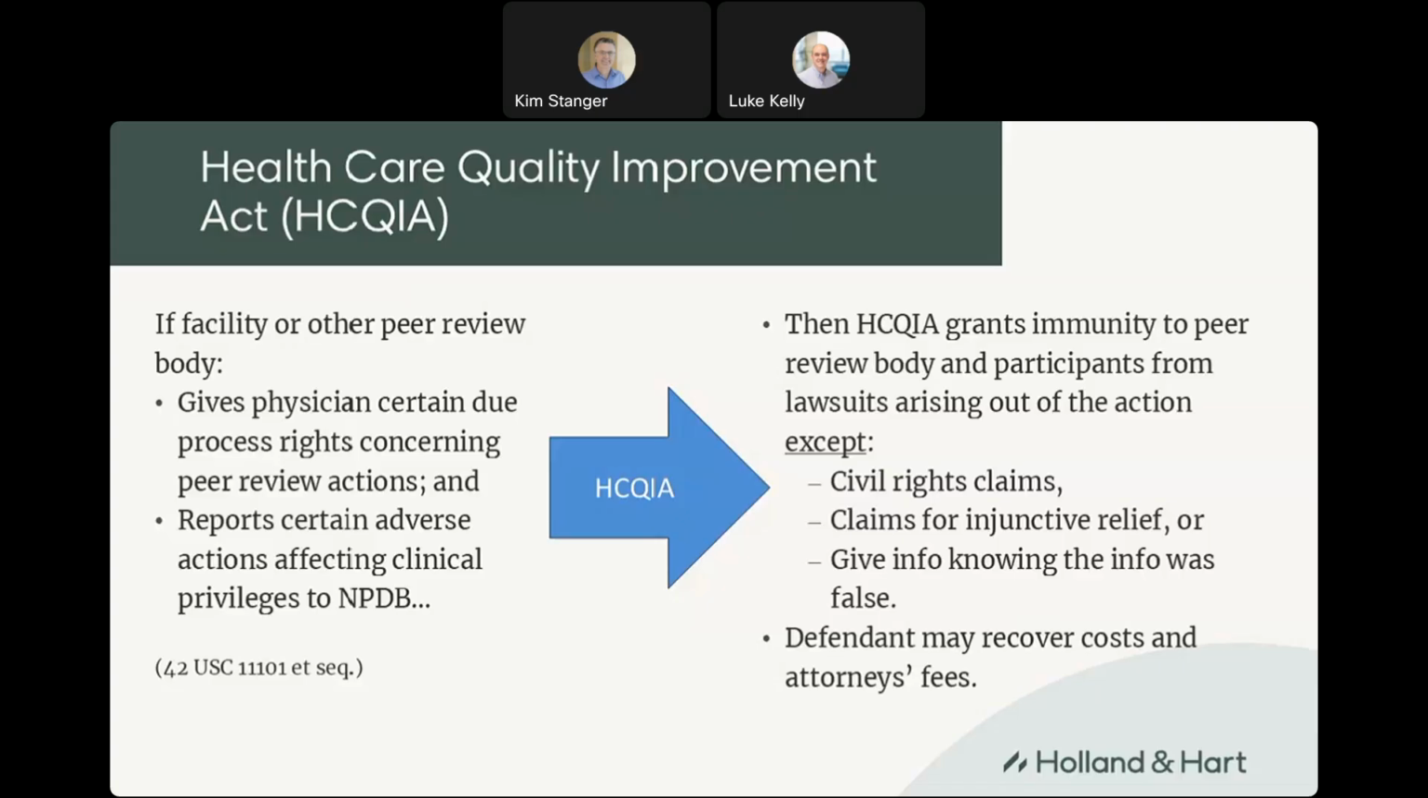And so the government said, okay, tell you what we'll do. If you go ahead and make these reports to us, we will provide immunity to you for making those reports. And that is the basis of HCQIA. So under HCQIA, if a facility or other peer review body gives a physician certain due process rights concerning the peer review actions or professional review actions that they may take against them, and that entity reports certain adverse actions affecting clinical privileges to the National Practitioner Data Bank, then HCQIA grants immunity to the peer review body and participants in that program, that peer review action, from lawsuits arising out of the action.